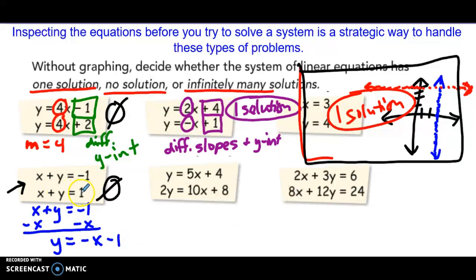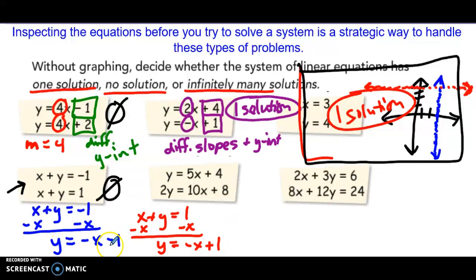So this is what this equation would look like. Now let's solve the second equation for y. Let's start by rewriting my equation. x plus y equals 1. If I want y by itself, I have to subtract x from both sides. That leaves me with y equals -x plus 1.